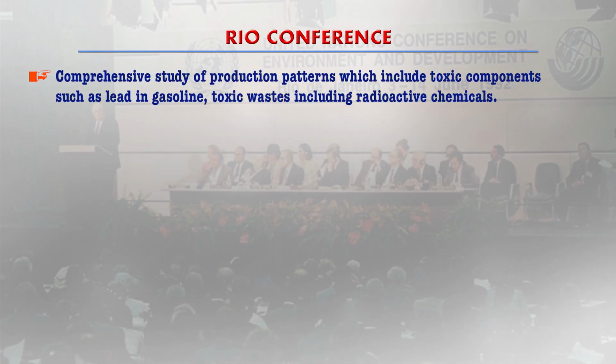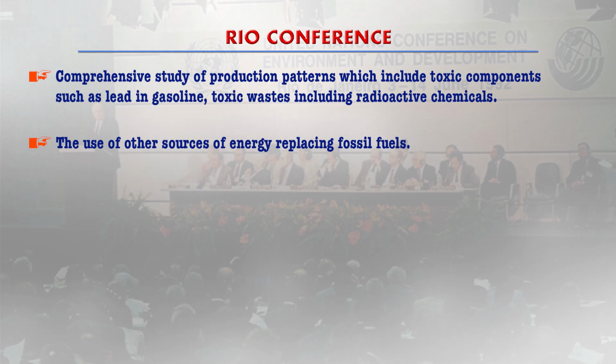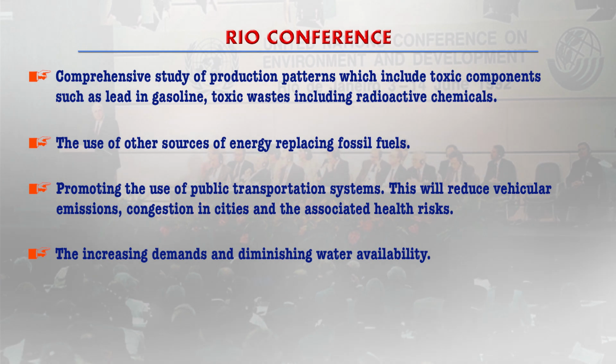Now, the issues addressed in Rio conference included the following. For example, there was a comprehensive study of production patterns which included toxic components such as lead in gasoline, toxic waste and radioactive chemicals. Also, energy source was important, the use of other sources of energy replacing fossil fuels. You can see that in 1992 itself we thought of replacing fossil fuels because climate change is essentially caused due to the carbon which is there in fossil fuels. Promoting the use of public transportation system. This conference made this recommendation.